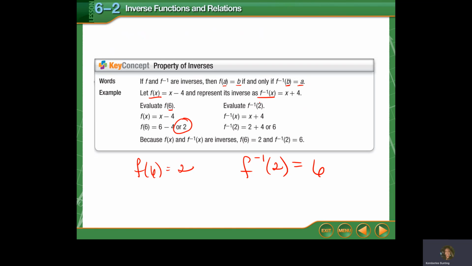So let's see if that's true. Evaluate f inverse of 2. Here we are, f inverse of x equals x plus 4. We're plugging in 2. You don't have to write this down, just walk with me. 2 plus 4 equals 6. Are these, in fact, inverses of each other? Yes, because f(6) equals 2, and f inverse of 2 equals 6. Let's make it real. I just want you to understand how the rules work.